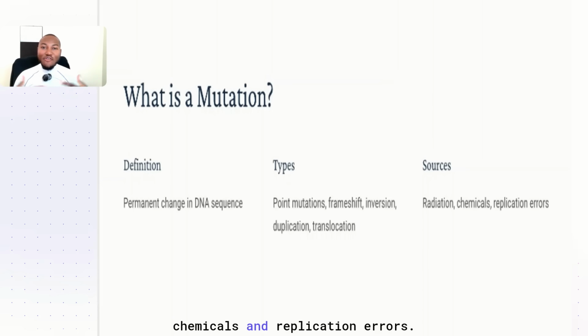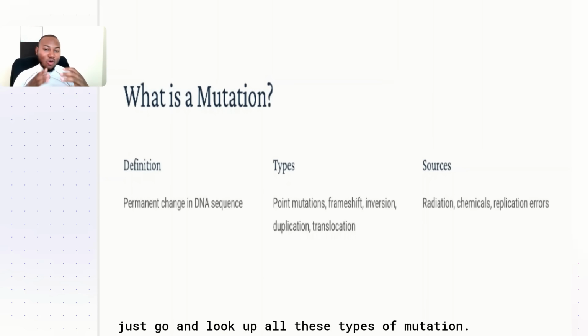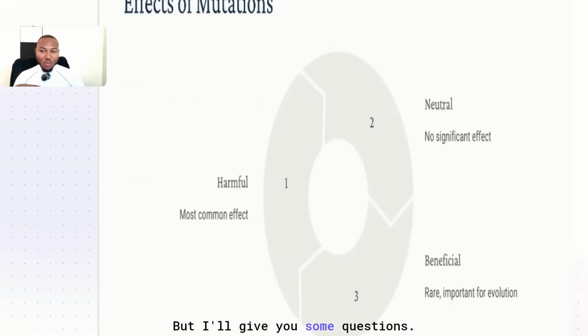Radiation, chemicals, and replication errors. Right? I don't want to stress it. So just go look up all these types of mutation because they can ask you in your exam. All right? But I'll give you some questions. Mutation can be harmful, it can be neutral, it can be very beneficial. Right? Harmful, neutral, beneficial, which is very, very rare.